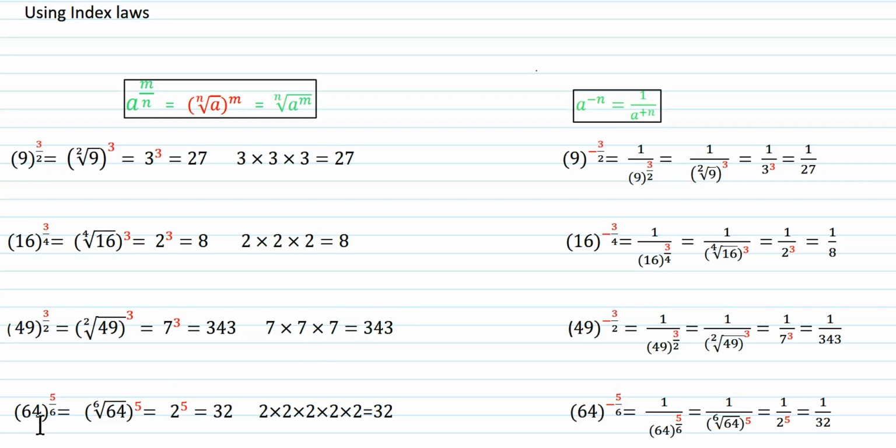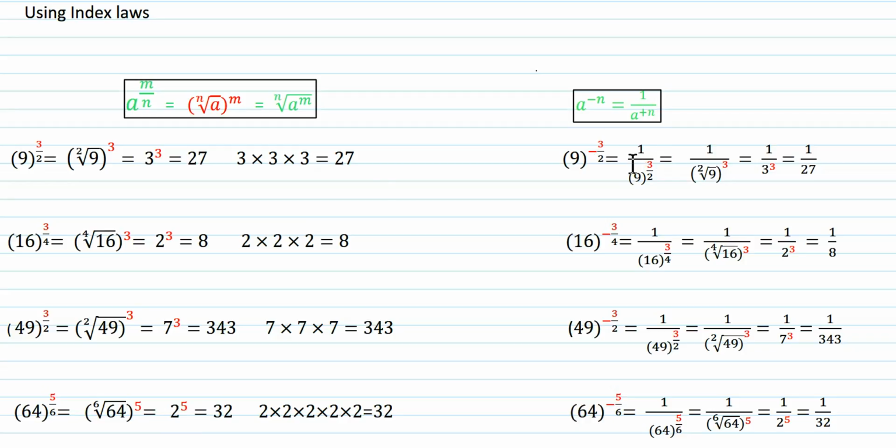Now here we have 64 raised to the power 5 over 6. This 6 means that we have to find the 6th root of 64, and this all is raised to the power 5. Now one number multiplied by itself 6 times gives me 64, that is 2. So if you multiply 2 by itself 6 times, you get 64. So the 6th root of 64 is 2, and this is raised to the power 5. 2 times 2 times 2 times 2 times 2, 2 to the power 5 gives me 32.